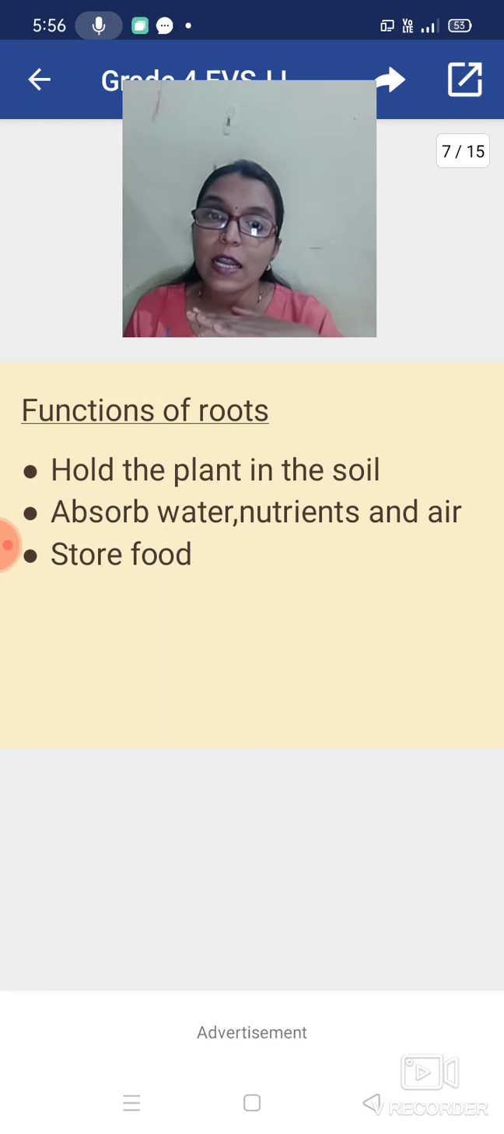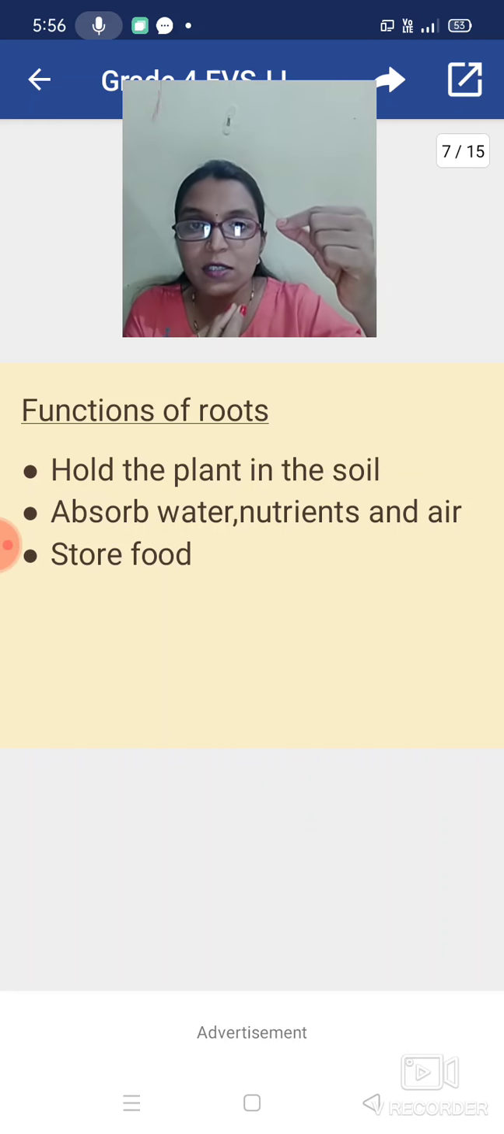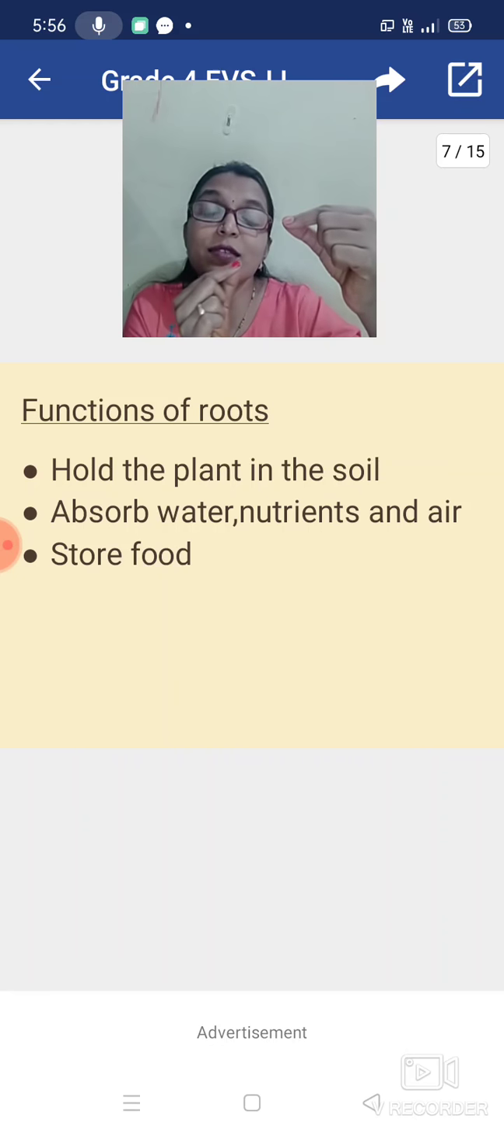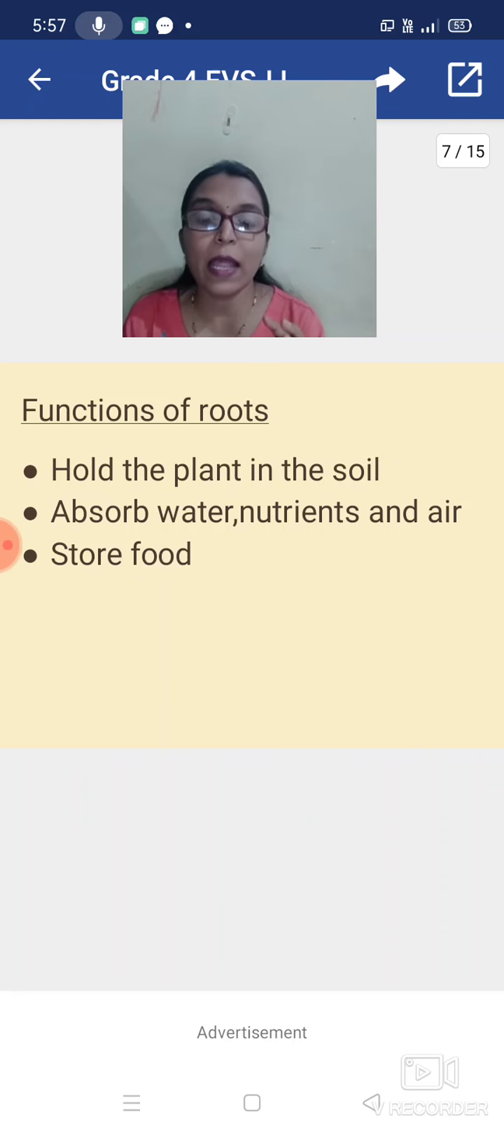Roots go under the ground, so that's why they hold the plant in the soil. If we take the roots, what can we see? Some branched structures, brown in color, and some soil attached there. So the function of the root is mainly to hold the plant in the soil, and that's why it can stand erect.